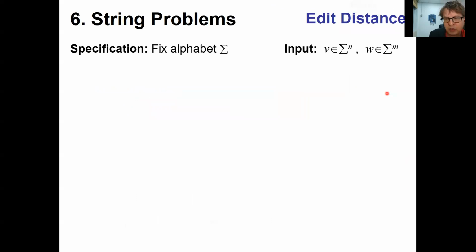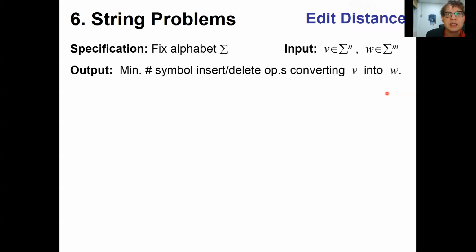Okay, so the next problem we're going to consider, but due to time constraints, we'll not be able to finish, is the edit distance problem. So let me introduce the edit distance problem. Edit distance also involves two finite strings as input, strings of length n and m respectively.